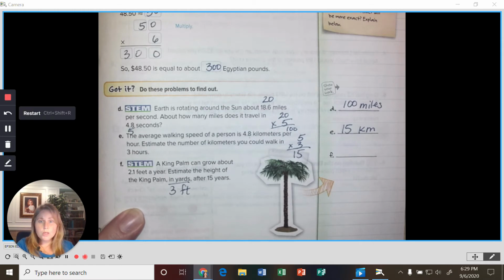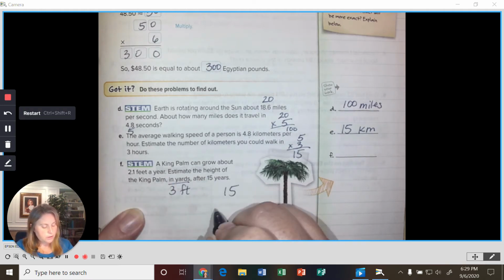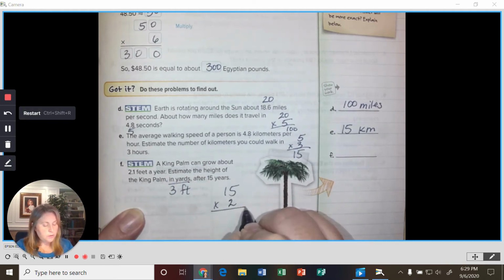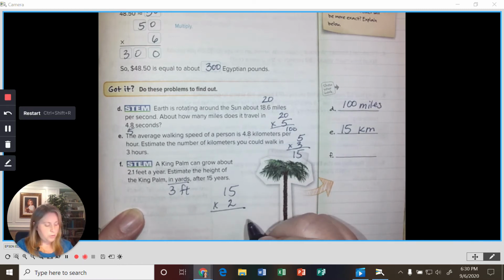So we'll get our answer in feet, and then knowing that there are 3 feet in a yard, we'll divide by 3 to find out how many yards it is. Okay, so 2 feet per year approximately times 15 years. 15 years times approximately 2 feet per year will be about 30 feet.